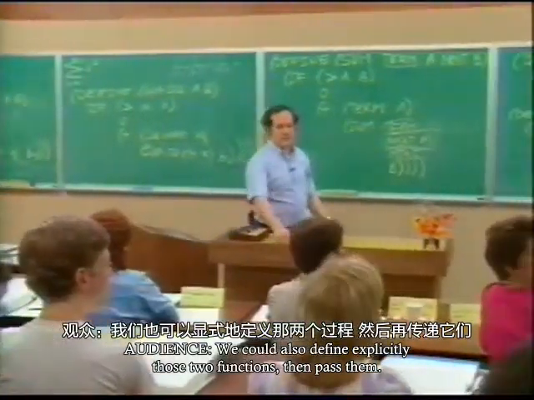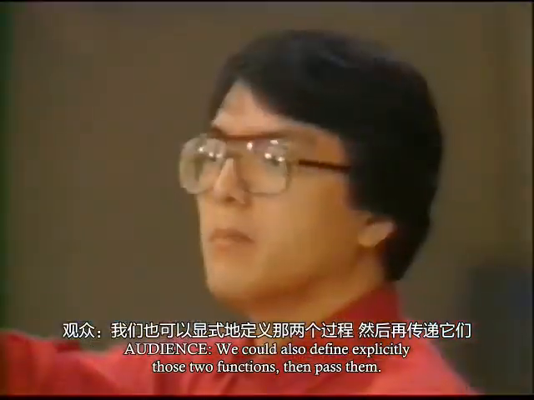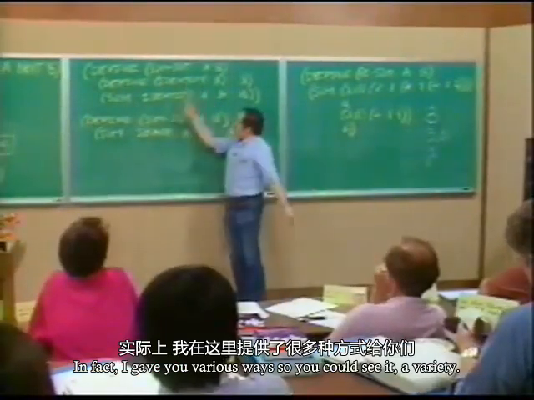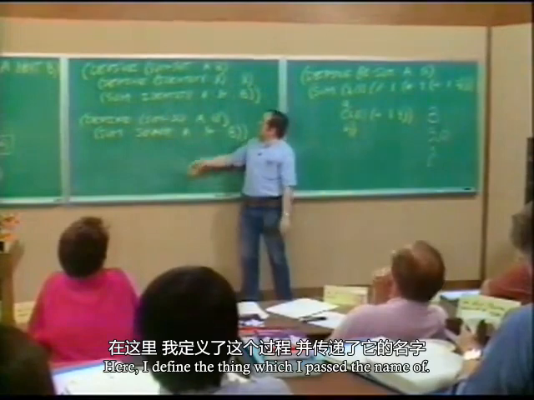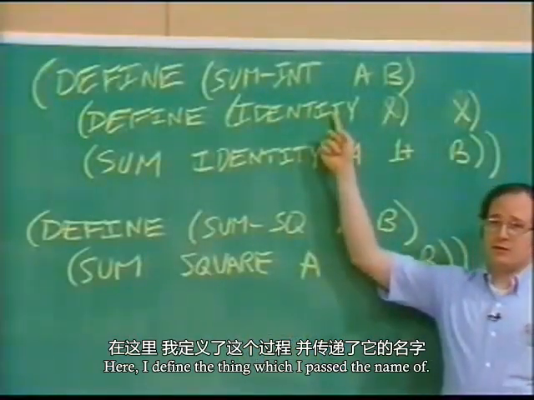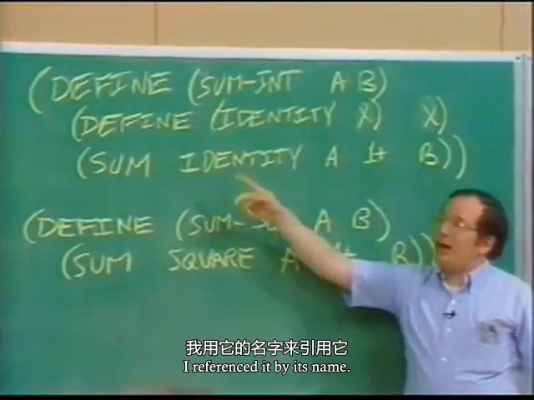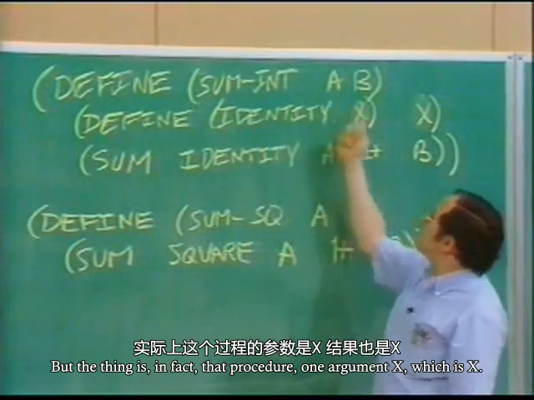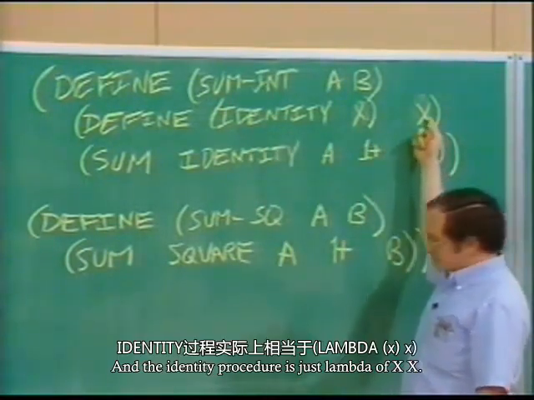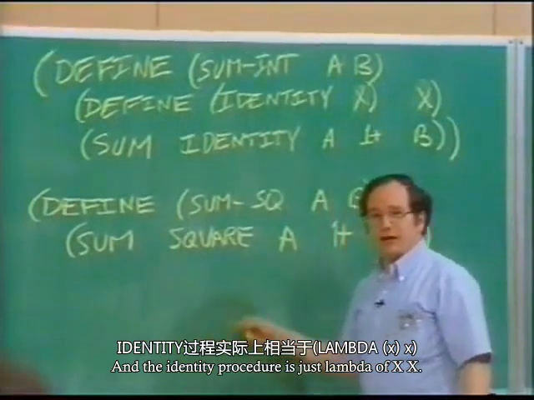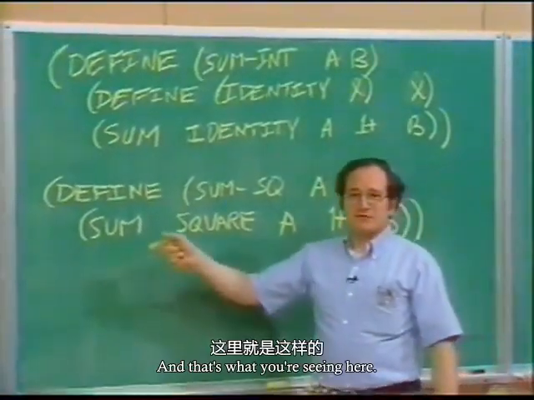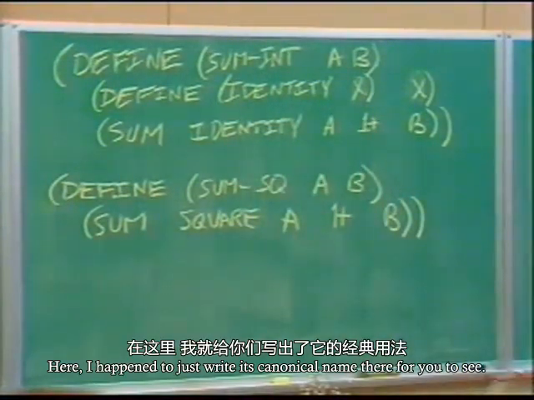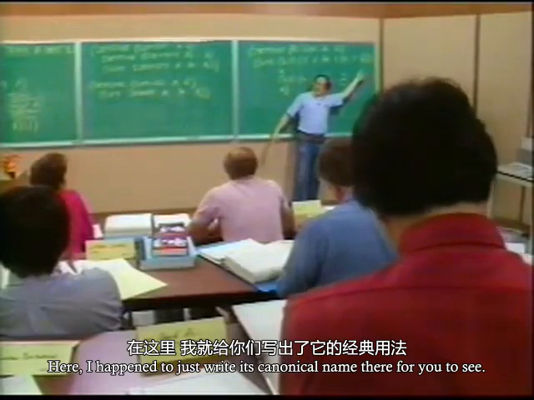We could also define explicitly those two functions. Oh, yes. Pass them. Sure. What we could do is we could have given names to them, just like I did here. In fact, I gave you various ways so you could see a variety. Here I defined a thing, which I passed the name of. I referenced it by its name. But the thing was, in fact, that procedure of one argument x, which is x. The identity procedure is just lambda of x, x. And that's what you're seeing here. Here I happen to just write its canonical name there for you to see.